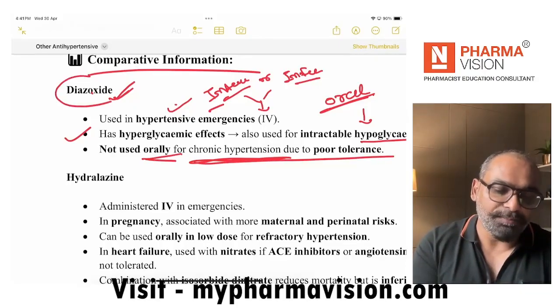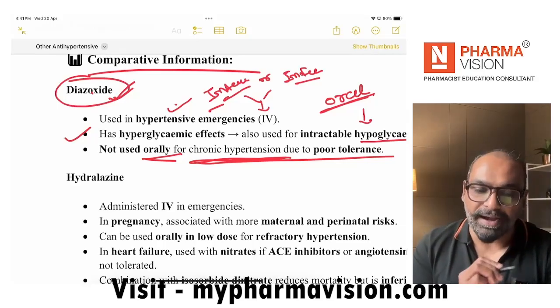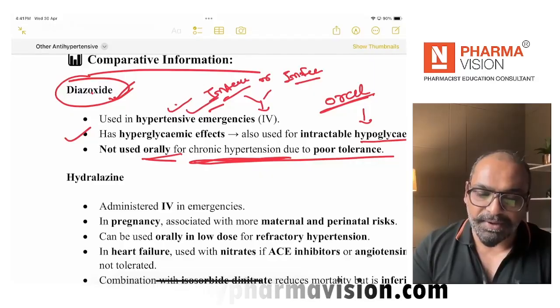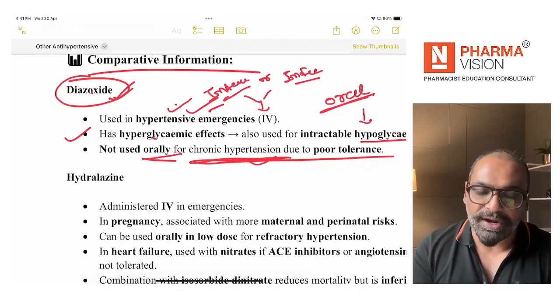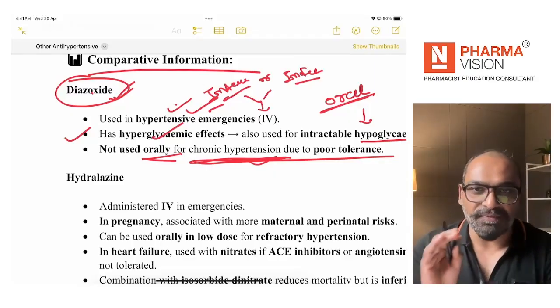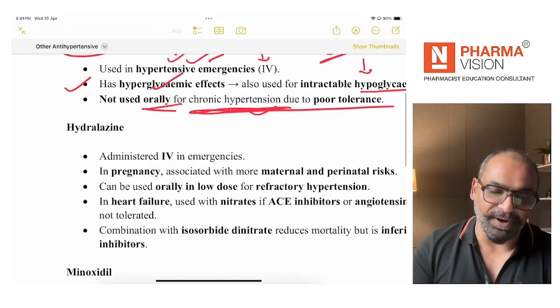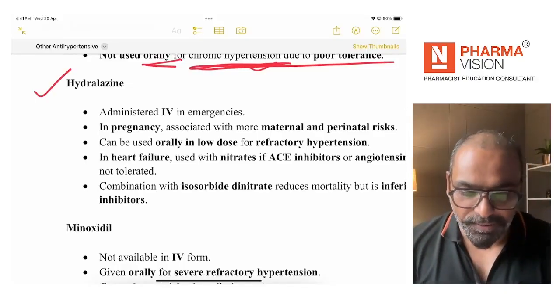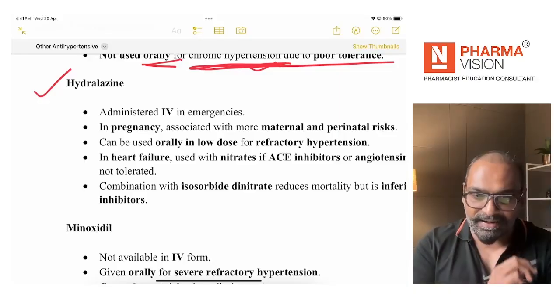So these are the 3 points we have to keep in mind: dosage form and use cases. Hypertensive emergency, chronic hypertension, and hypoglycemia. These are the three different use cases of diazoxide, but we use different dosage forms. Perfect. Okay, hydralazine.